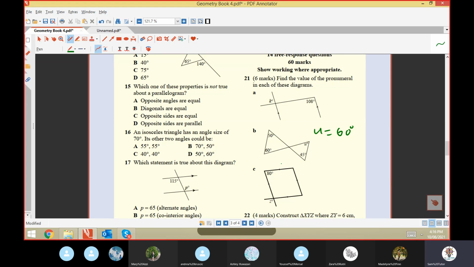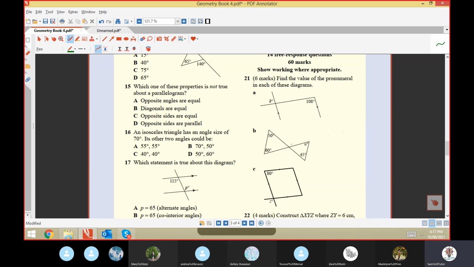So U equals 60 is wrong. Let's find why that's wrong. Can somebody tell me? Well, what they did assume is that they were parallel, right? Because if that's 60, then they just went, oh yeah, that's also 60, alternate angles. But it doesn't actually tell you that they're parallel. So this is not correct.